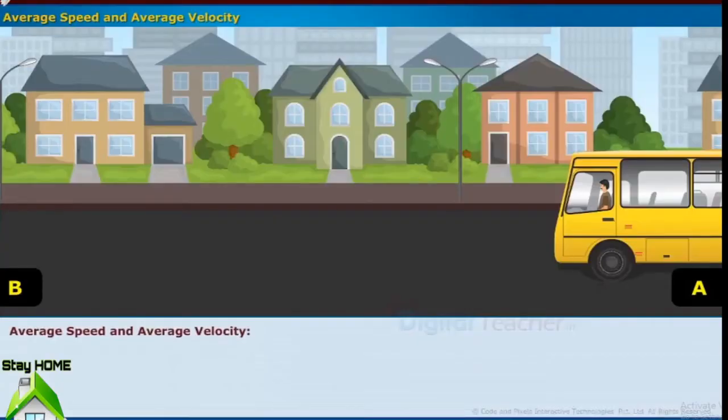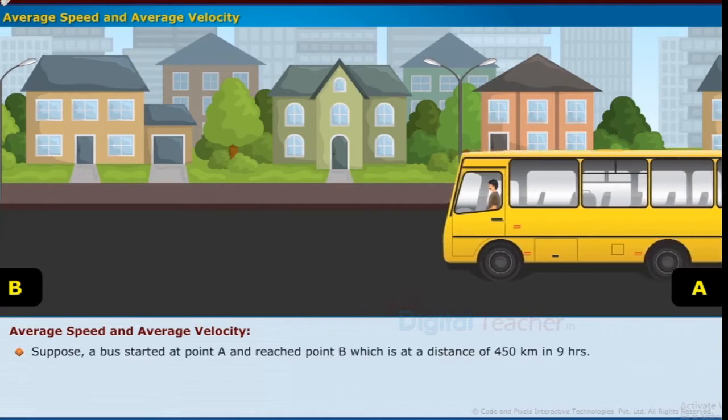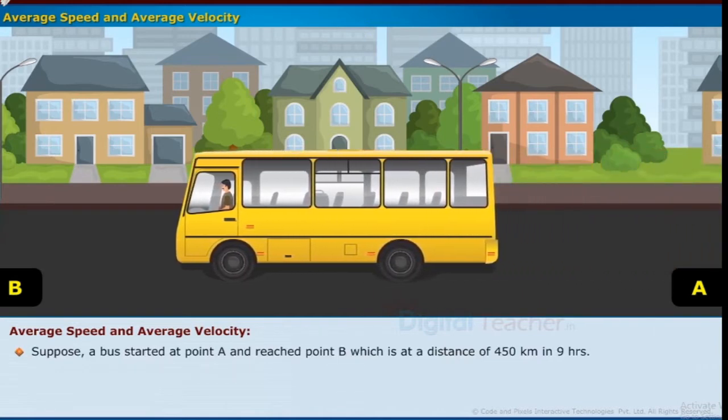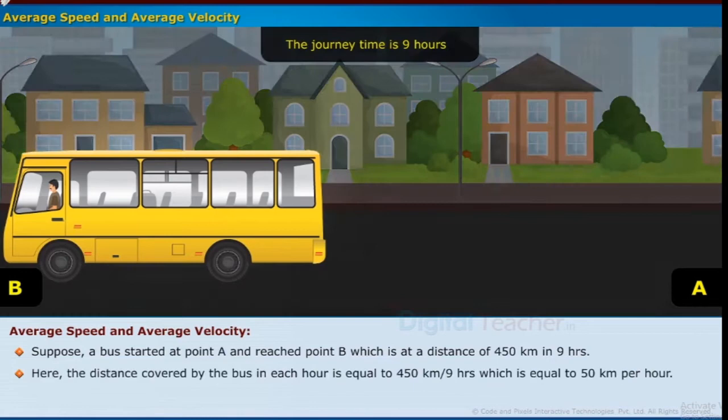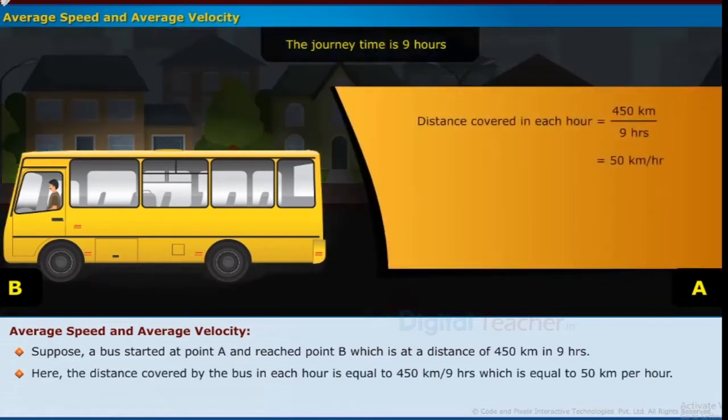Let us consider a real-time example to understand average speed and average velocity. Suppose a bus started at point A and reached point B, which is at a distance of 450 kilometers, in 9 hours. Here, the distance covered by the bus in each hour is equal to 450 kilometers per 9 hours, which is equal to 50 kilometers per hour.